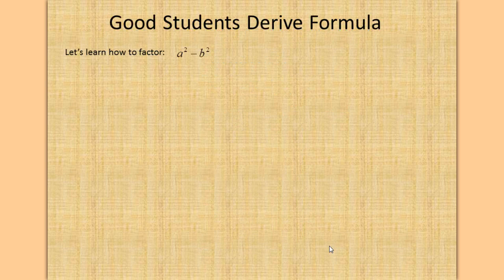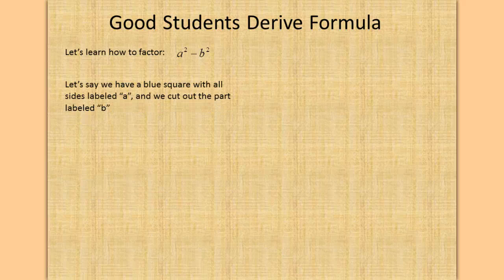Okay, let's learn how to factor a squared minus b squared. As you may recall from previous videos, I use a and b because a and b represent the coefficients in front of the x in our standard equations, and c is the constant. So let's see how we can factor a squared minus b squared.